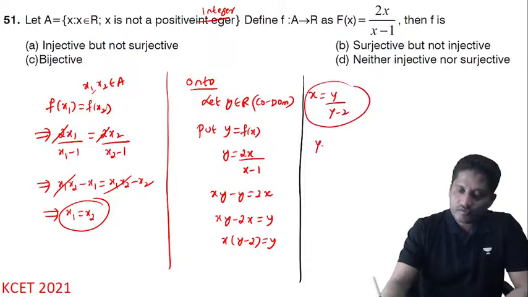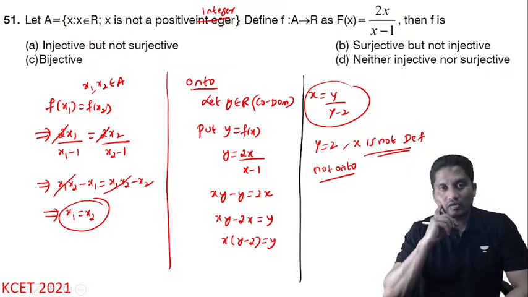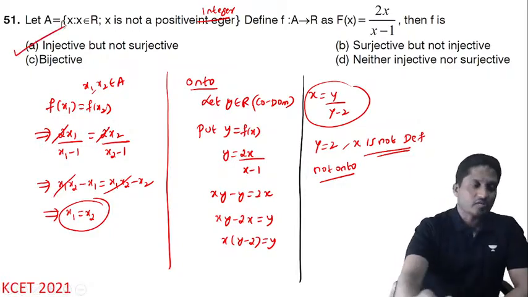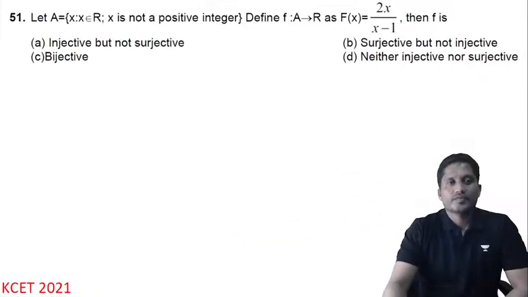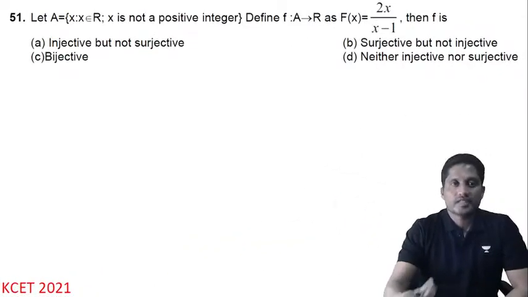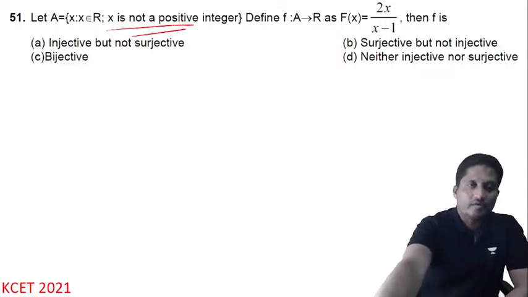If y is equal to 2, x is not defined, right? x is not defined, therefore this is not onto. So this is one-to-one but not onto, injective but not surjective. Answer is option A. Alright, question number 52. The same question, guys, now it is a corrected one, same problem. Injective but not surjective.